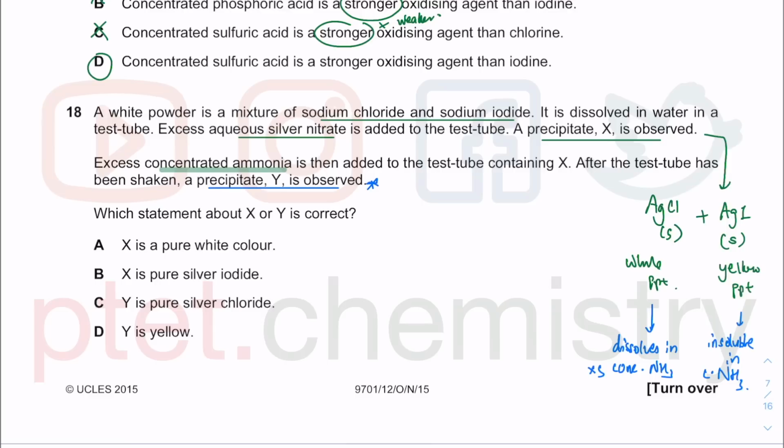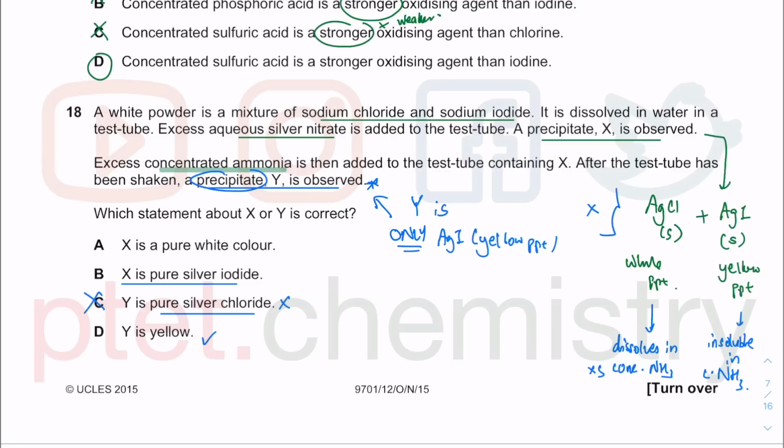So what can you see in this precipitate? Only AgI, therefore only yellow precipitate. So when you say it's pure silver chloride which remains a precipitate, that is wrong, because Y is just silver iodide precipitate. Y is only that. What else? Y is yellow, so that is correct. X is pure silver iodide? Well, X is the mixture. So think about X. X is there, whereas Y is just the insoluble yellow precipitate of silver iodide remaining.